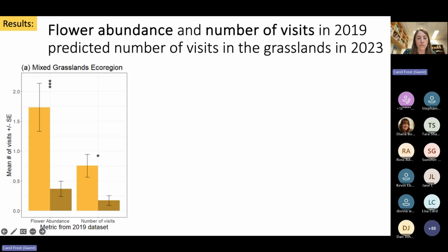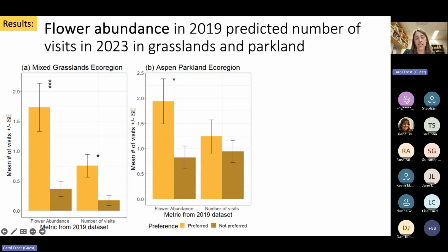Number of visits also significantly predicted in the grasslands, but not in the Aspen parkland. Number of visits did not predict visits. Only flower abundance in 2019 predicted number of visits in 2023. But this is quite neat that it did so even in the Aspen parkland. So this difference is saying that the more abundant flowers on the landscape in the dry mixed grass prairie in 2019 were significantly more likely to be visited in the Aspen parkland than less abundant flowers on the dry mixed grass prairie in 2019. So that was totally unexpected.